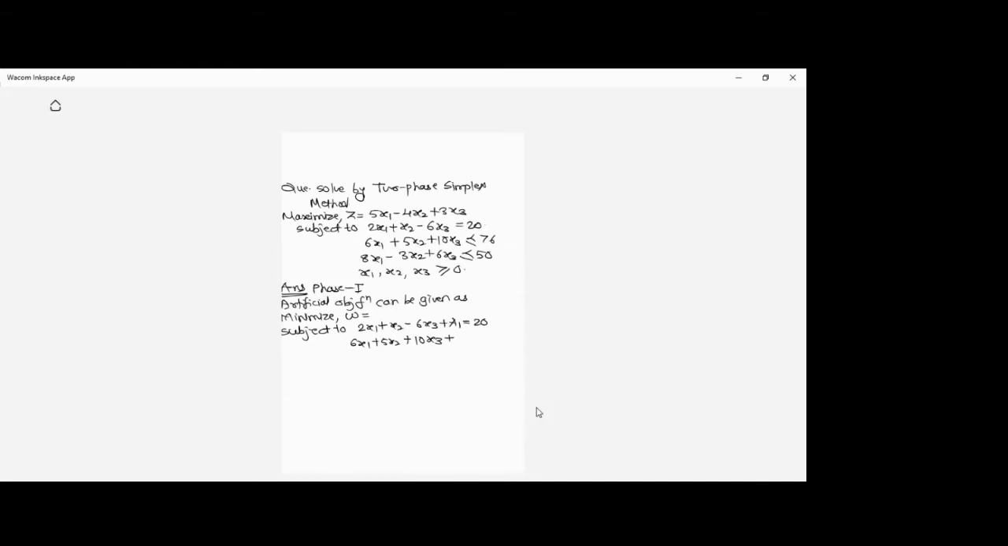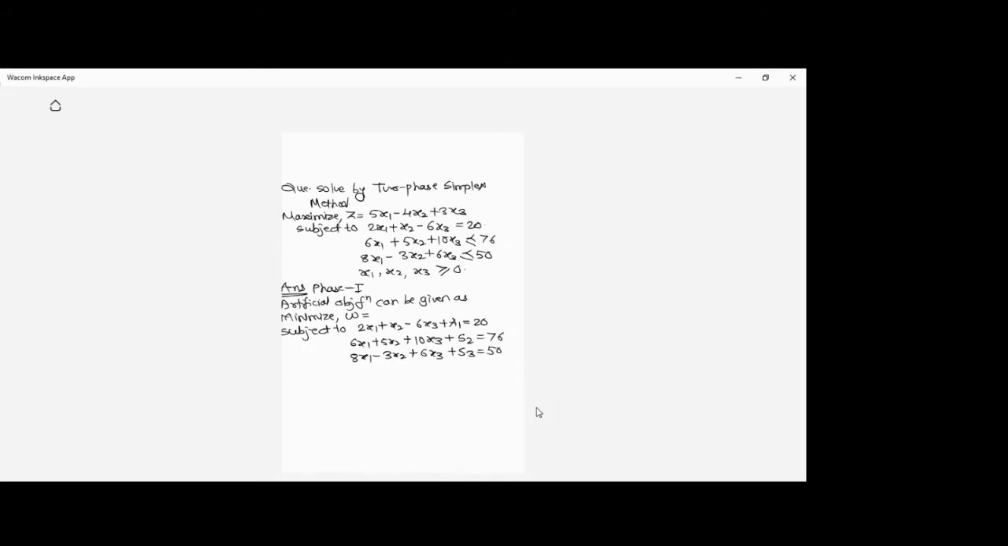Here we'll have to add the slack variable as it is less than or equal to, and there will be no need of an artificial variable. So plus s2 is equal to 76, right? Next, I'm going to write it as 8x1 minus 3x2 plus 6x3, plus again slack variable s3 is equal to 50.